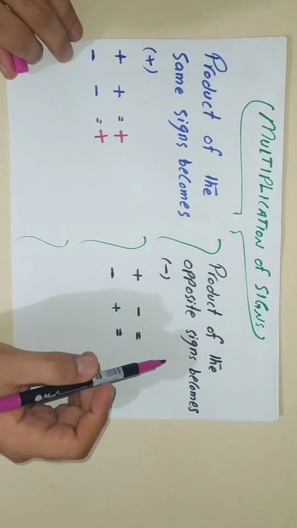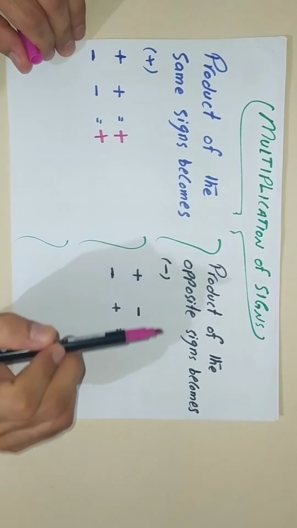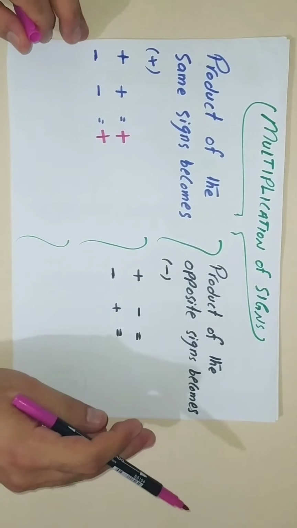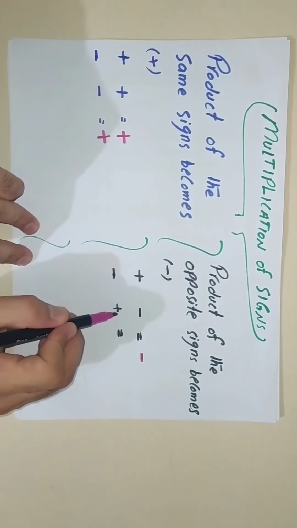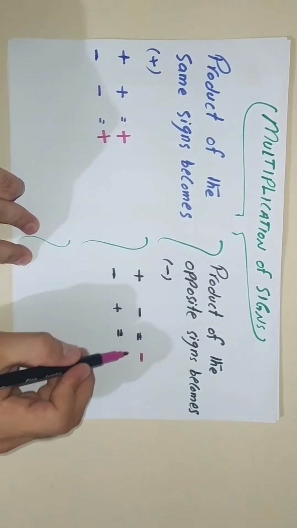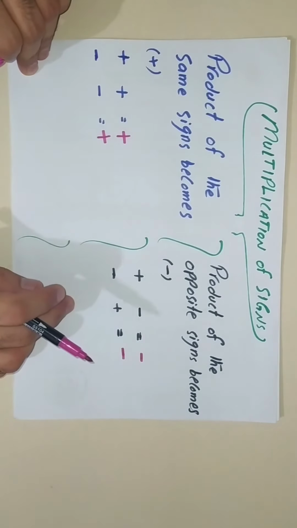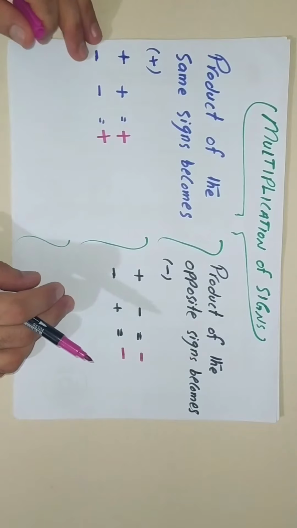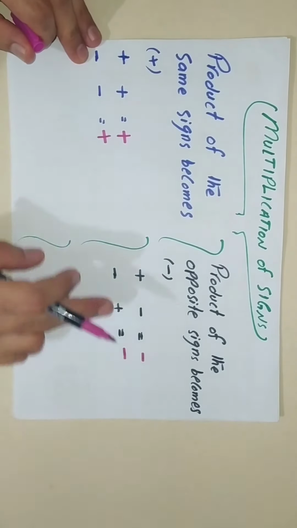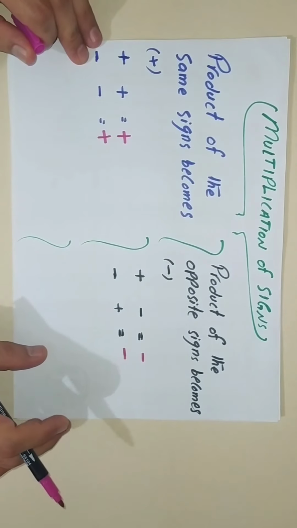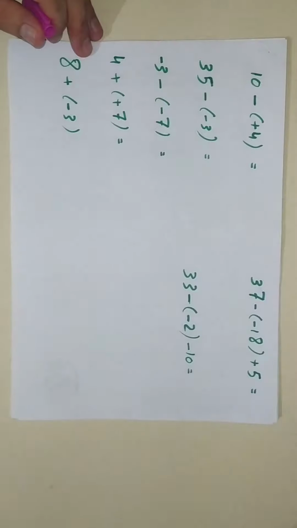On the next side, the product of the opposite signs becomes minus. It is always like this. If plus minus comes, it will give you minus. If minus plus comes, it will give you minus again. Just remember these two rules because they will be very good for you. In the next questions we can use them so much, so try to remember them, they will help you so much.